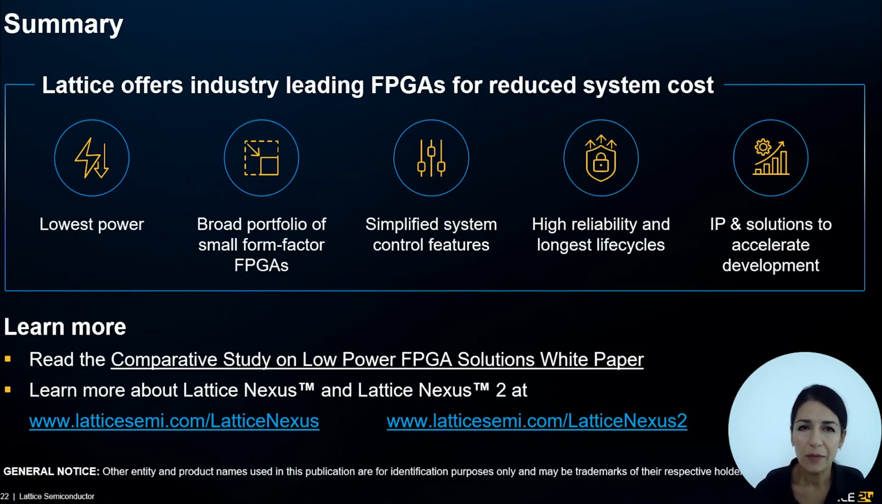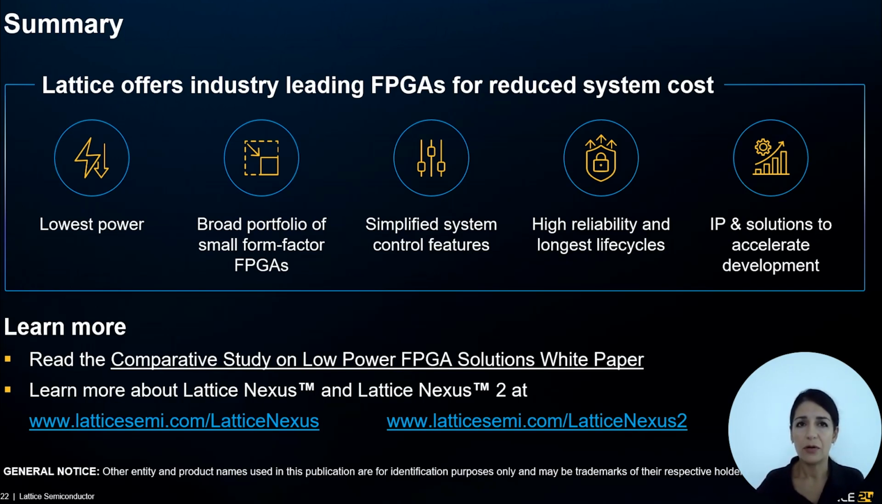In summary, there are many factors to consider around system cost reduction, and today we talked about many of those around FPGA selection, including power consumption and management, component sizes, form factor, board complexity, design time, engineering time, reliability and uptime, time to market for your product, and product longevity.